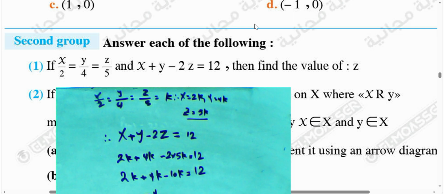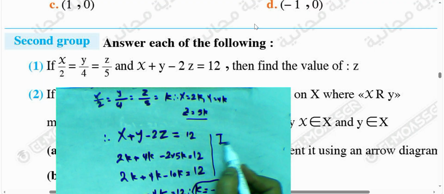Minus 4, okay. Understood? Okay. Negative 4k is 12. Then the value of k equals 12 divided by negative 4, which is negative 3. Then the value of z, we will find the value of z in the example.